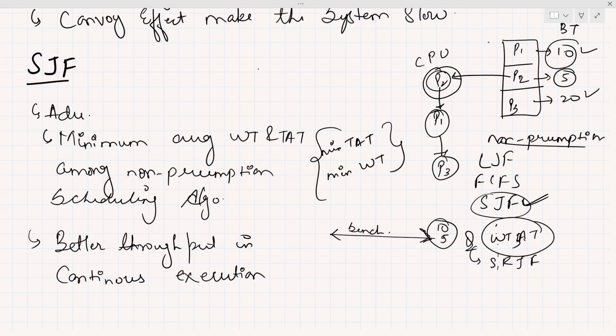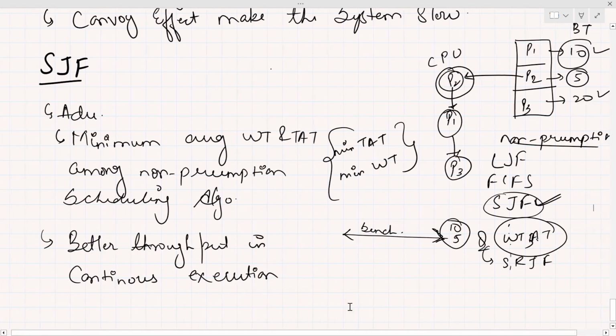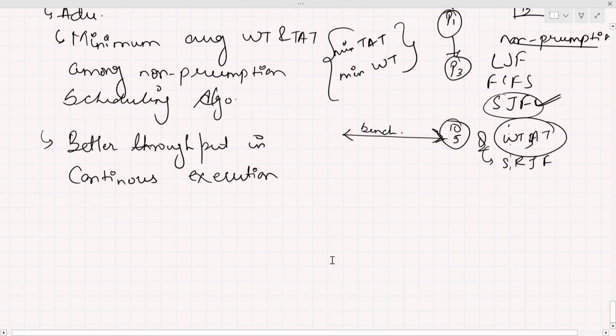Because throughput is how many processes execute in a unit time. We have to generate maximum throughput. This is a goal of CPU scheduling, and this will complete that goal. It gives us better throughput in continuous execution. Okay, this is the advantage of SJF.